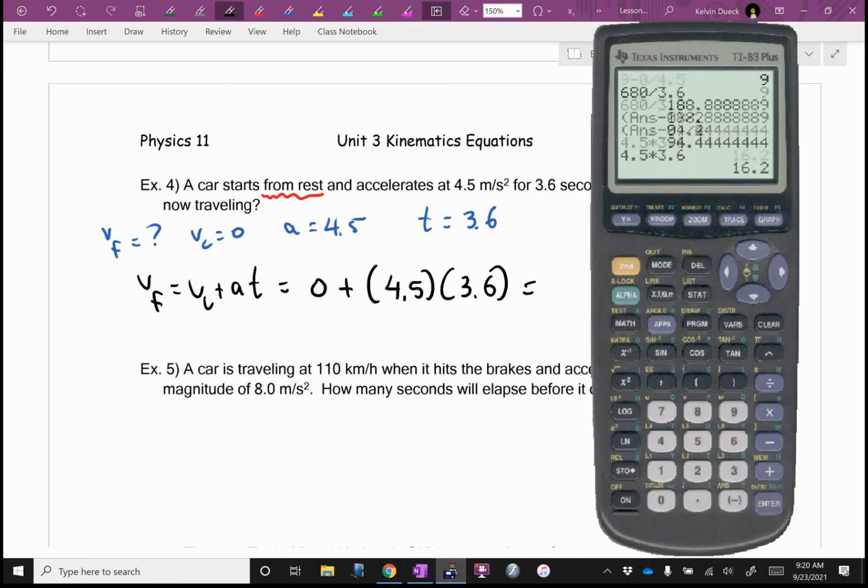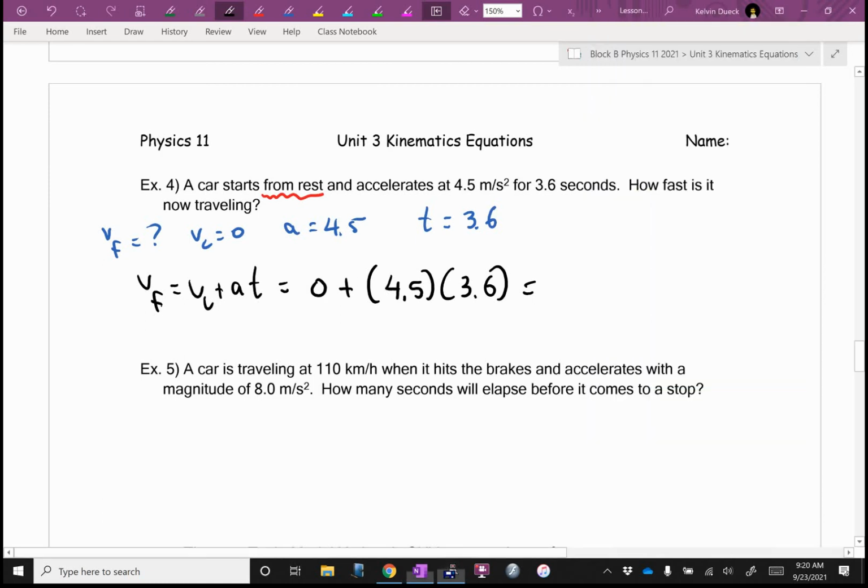I didn't bother typing the 0 plus. You'll get 16.2. And I'll go to 3 sig. Oh, that already is 3 sig figs conveniently. Sure. 16.2 meters per second. And I often put a box around my final answer. You don't have to. That's my spiking the football after a touchdown. It's just a habit. Okay.